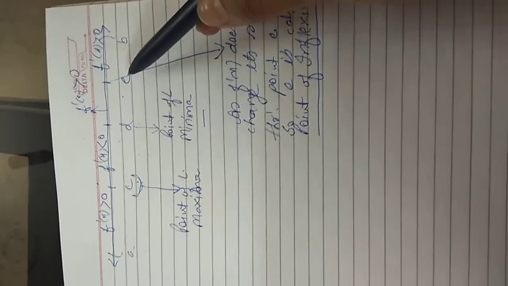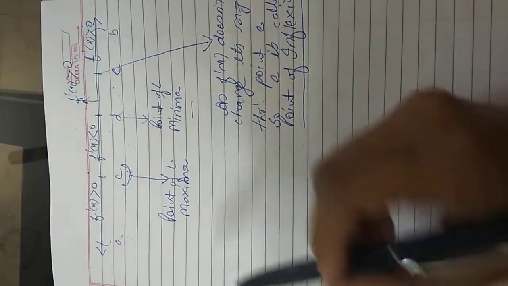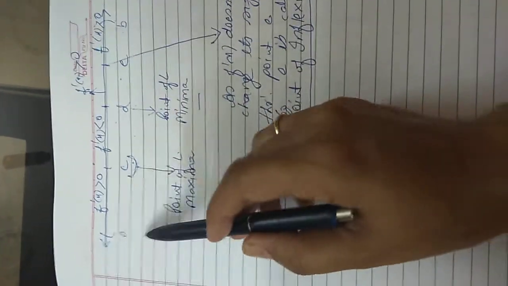That means this is the point where we are not getting maxima, we are not getting minima. So that point will be called the point of inflection. I hope the first order derivative test is clear. It is very similar to the exercise 6.2 concept. The only thing is there we were concerned about the interval.